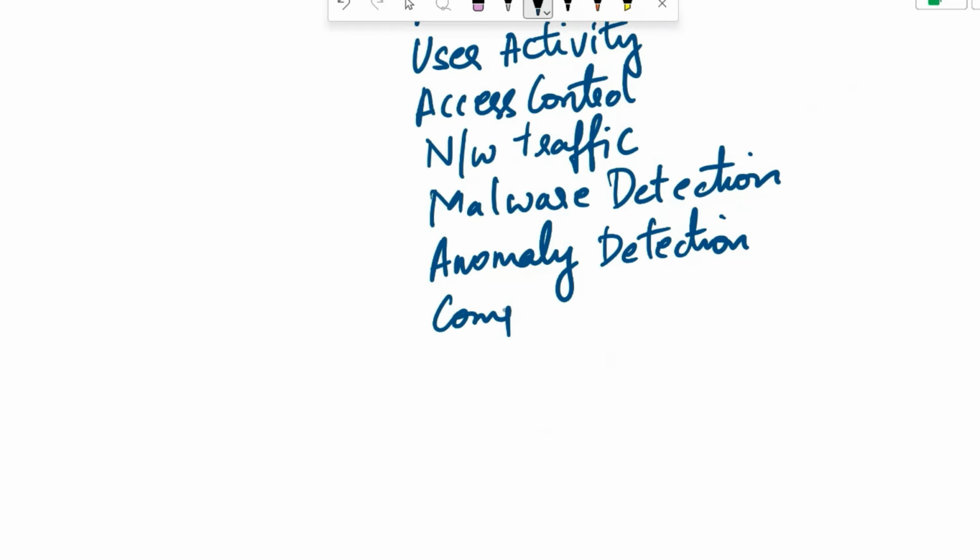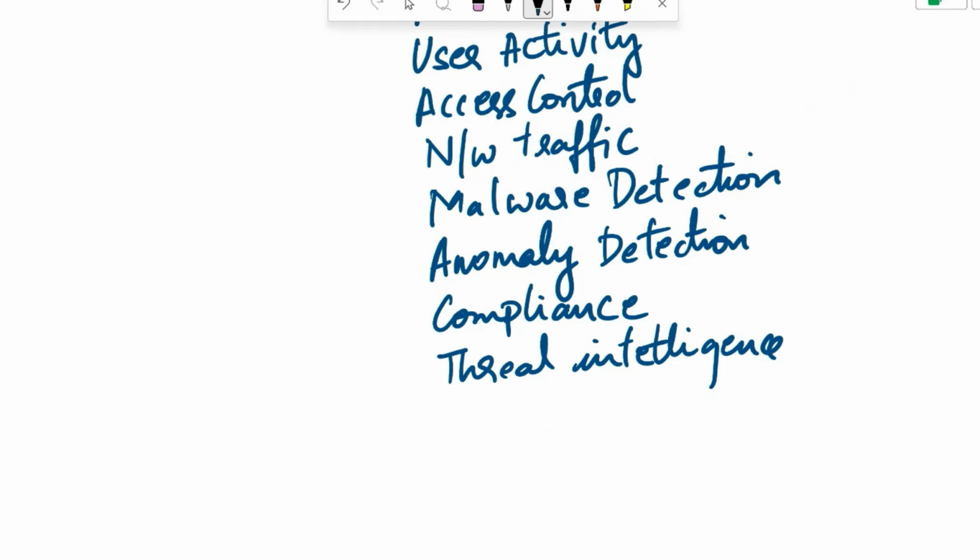Next, it can generate compliance reports. This demonstrates adherence to regulatory and security compliance standards. This might include tracking events related to user access, data protection, and configuration changes. Next is threat intelligence report. This incorporates information from external threat intelligence sources to identify potential threats based on IOCs and known malicious entities.